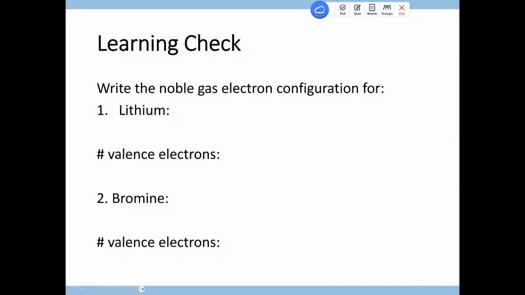First, write the noble gas electron configuration for lithium, and then identify the number of valence electrons, and then do the same thing for bromine. I'll give you all a minute or so to start working on this, and then we'll go through it together.